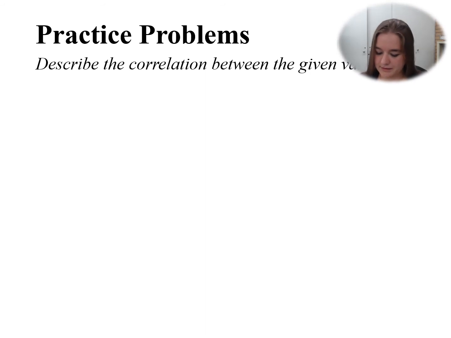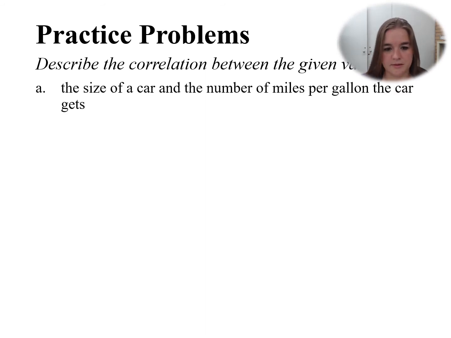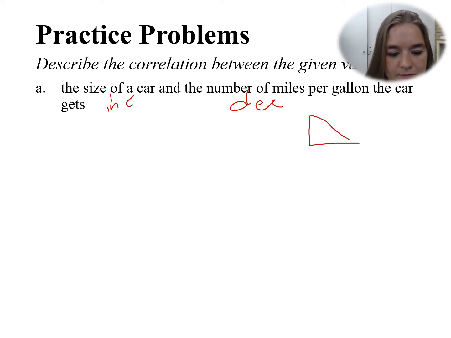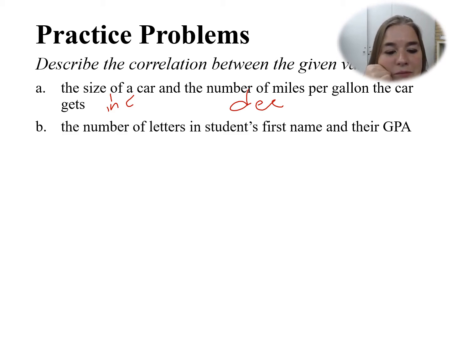So to practice with this, let's think about some variables. The size of a car and the number of miles per gallon it gets, so how fuel efficient it is. Well, for this one, we would expect that this would have a negative correlation, because as the size increases, we would expect that the miles per gallon would decrease. So X is getting bigger, Y is getting smaller. That would be a downhill. Negative correlation.